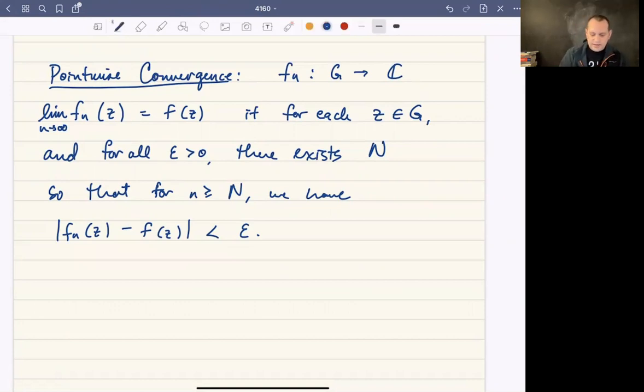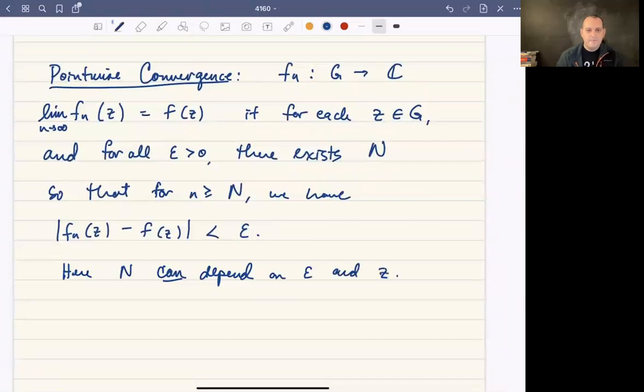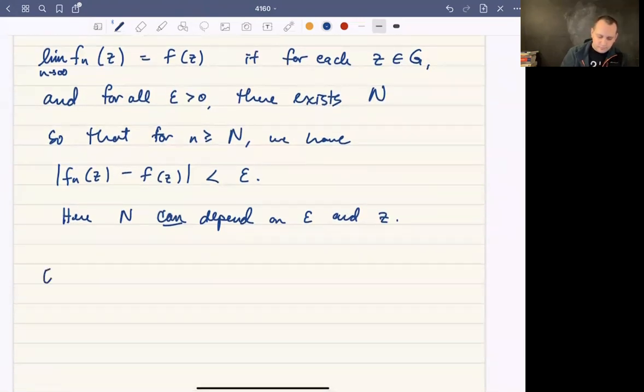Now, it has to, again, be emphasized here, capital N can, of course, we know it can depend on epsilon, but importantly, it can depend on z. Okay, and that's important because if you have a different value of z, maybe you have a different capital N. Okay, and that's pointwise convergence. So let's look at our first example of that. So let's look at the function.